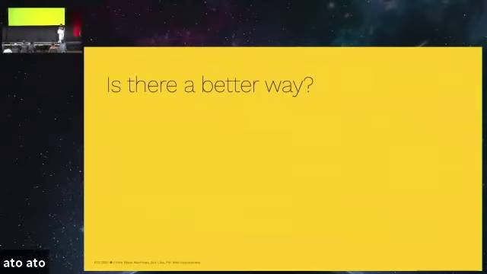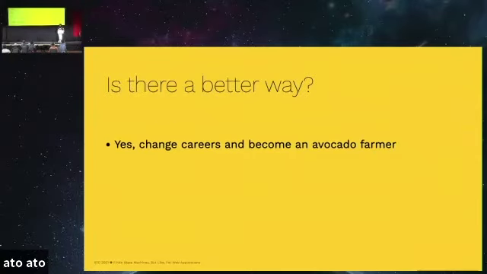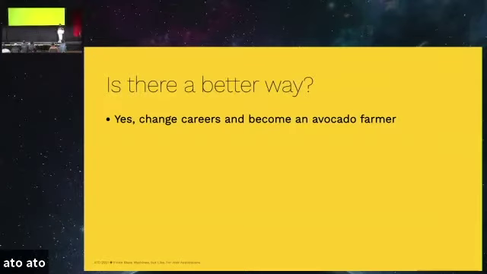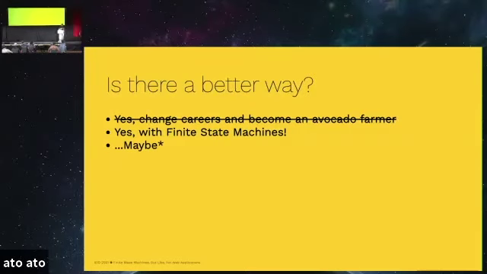So, is there a better way? Well, you obviously know the title of the talk. So yes, change careers and become avocado farmers. It's like, it actually is finite state machines. Maybe, and I'll get into the maybe a little bit later in the talk.